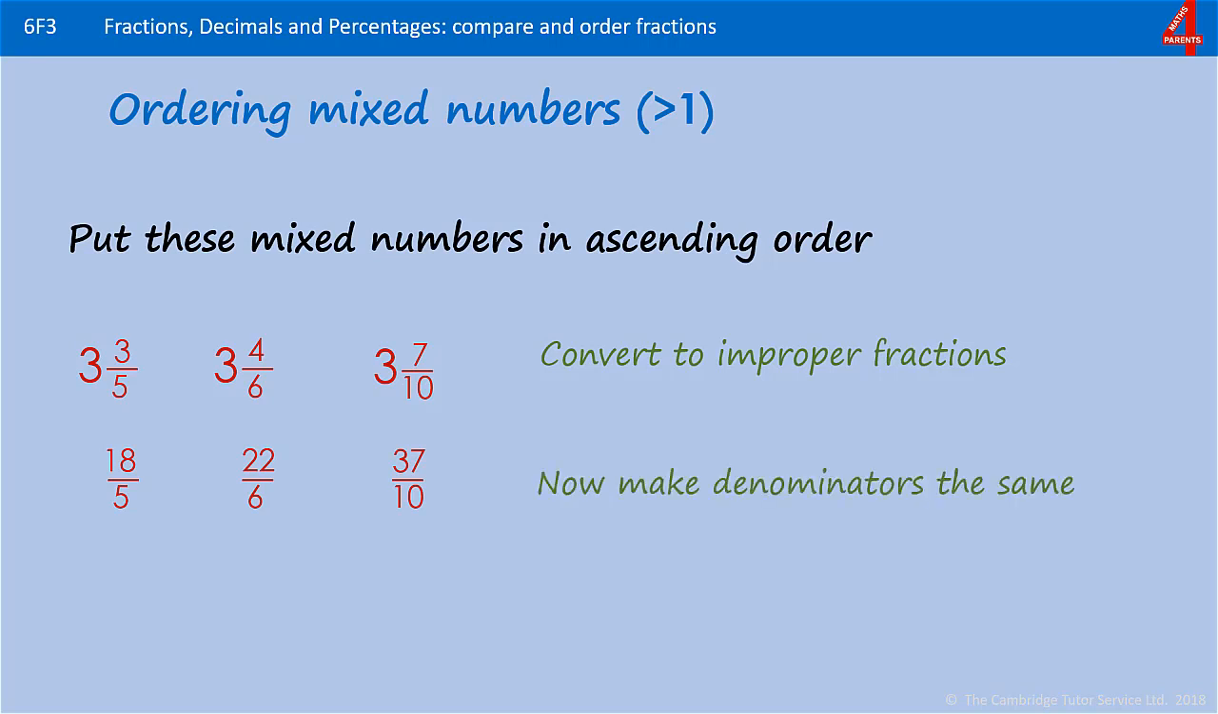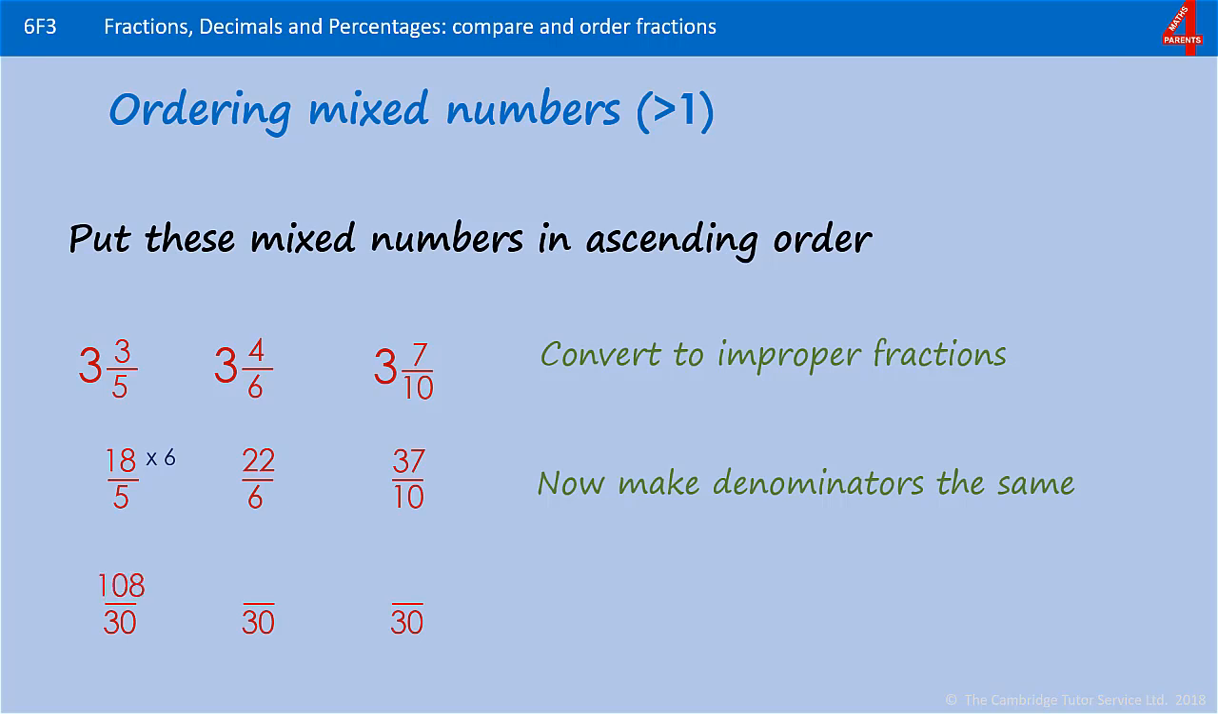Now we make the denominators the same. The lowest common multiple for 5, 6 and 10 is 30. To get from 5 to 30, we multiply by 6. So we're going to multiply 18 by 6. This might seem a little bit tricky here. You could say 10 times 6, add 8 times 6. 10 times 6 is 60, 8 times 6 is 48. If you add 60 and 48, you get 108.